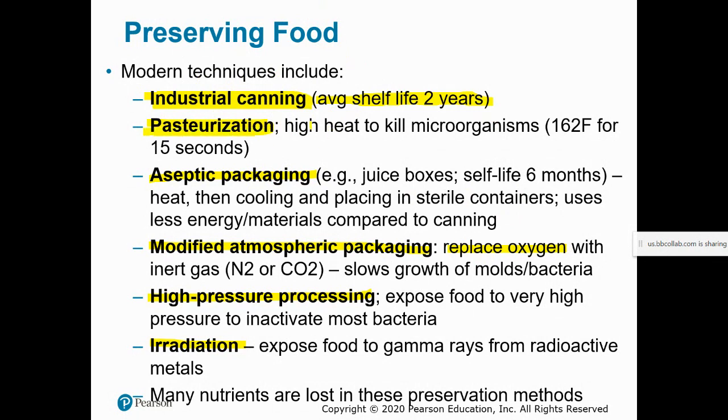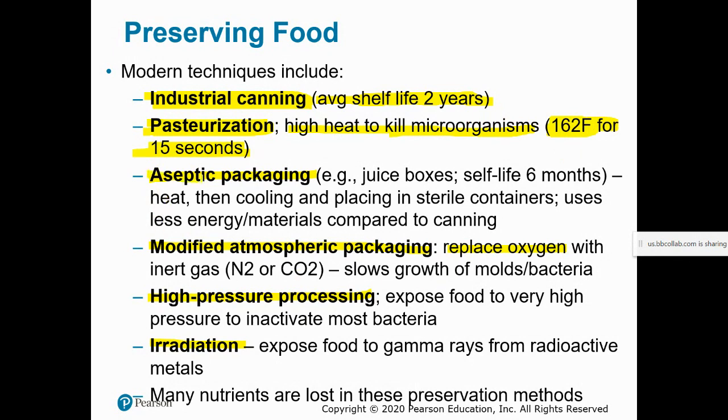Pasteurization is taking the food to a really high temperature to try to kill the microorganisms. So obviously milk is pasteurized. A lot of beverages are pasteurized. Some juices are even pasteurized. So a common pasteurization technique requires taking the food to a temperature of 162 degrees Fahrenheit, keeping it there for at least 15 seconds. And that should be actually enough time to kill off any of the potentially pathogenic microorganisms that might be living in that liquid food.